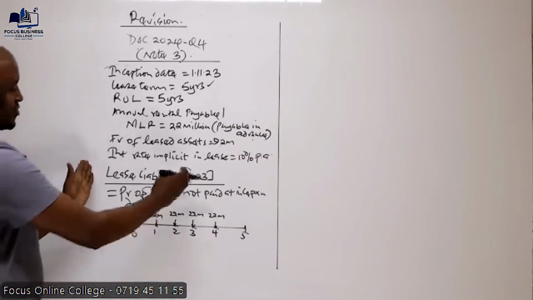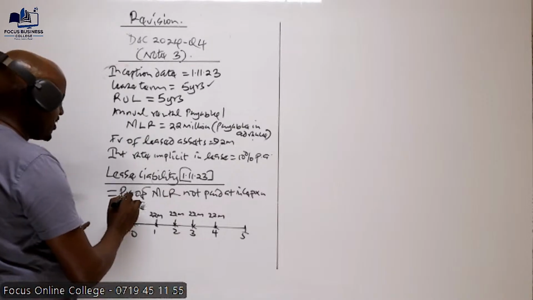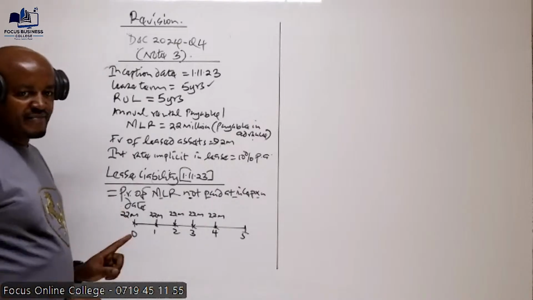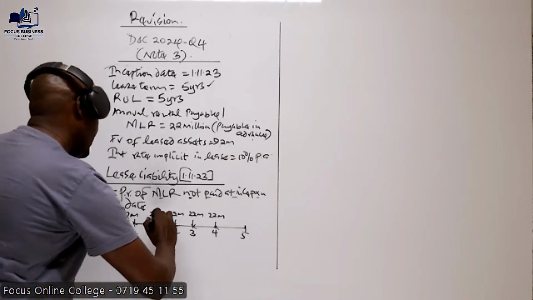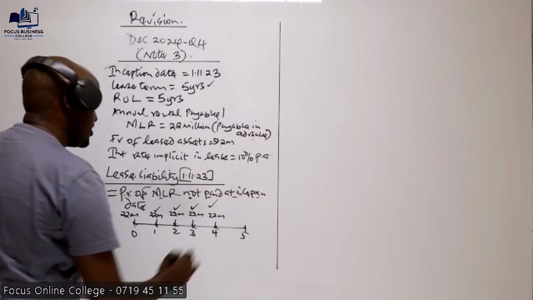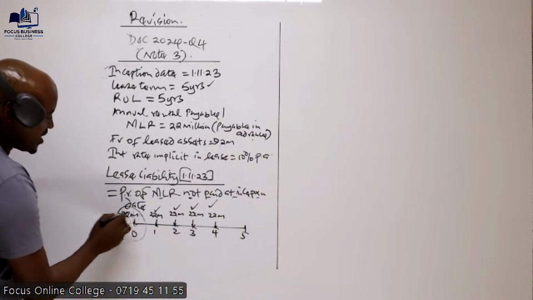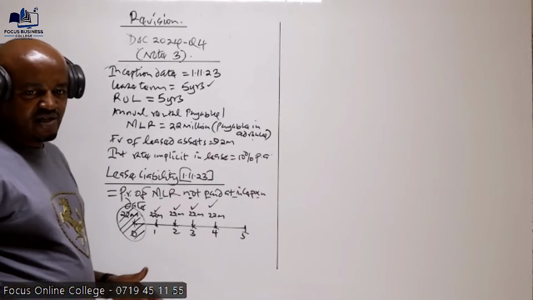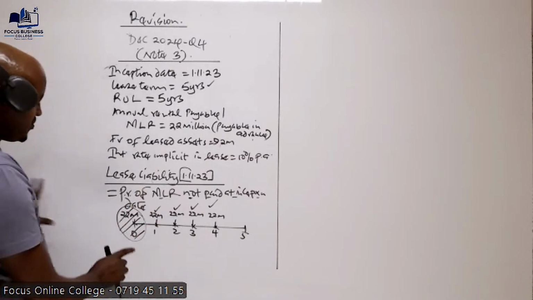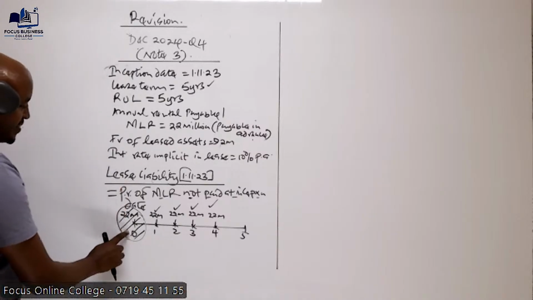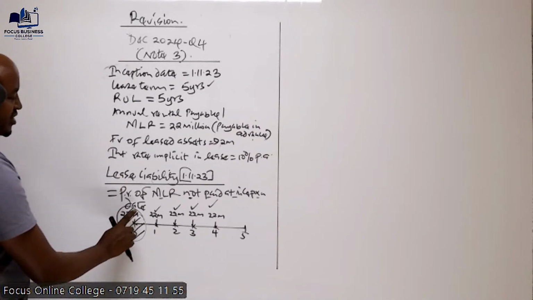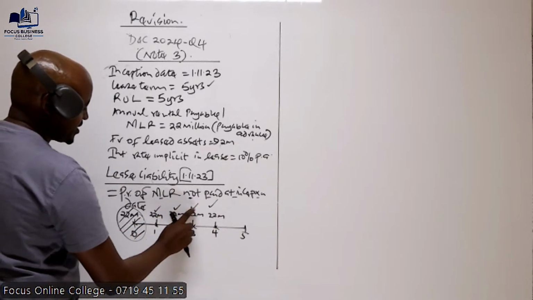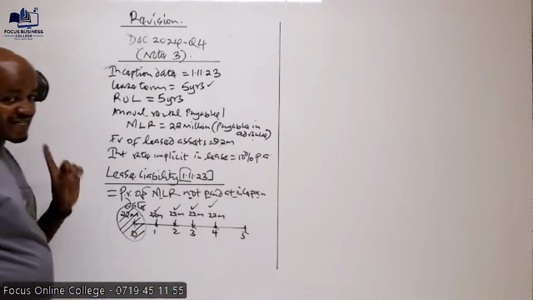So how do we compute the lease liability? We get the present value of the minimum lease rentals which were not paid at the inception date. The amount paid at the inception date does not form part of the liability. This one has already been paid. When discounting, we don't include it. That's why we talk of minimum lease rentals not paid at the inception date.